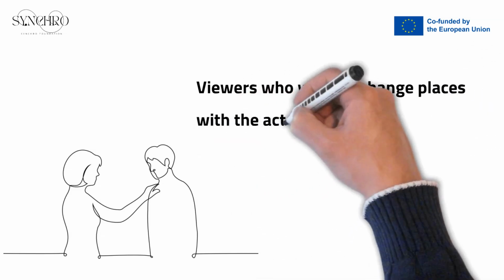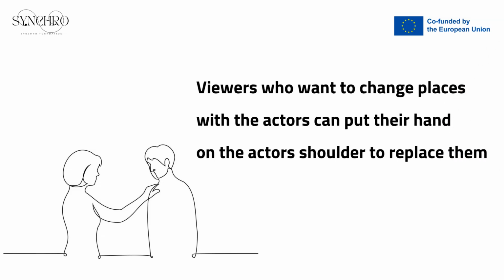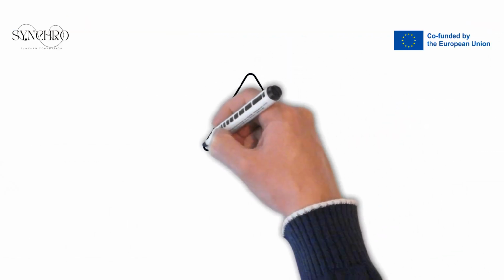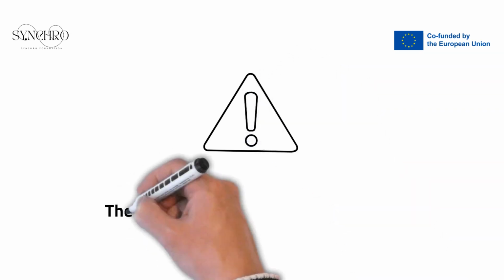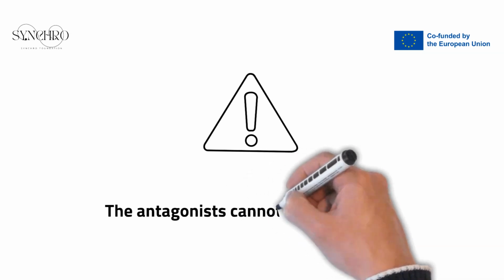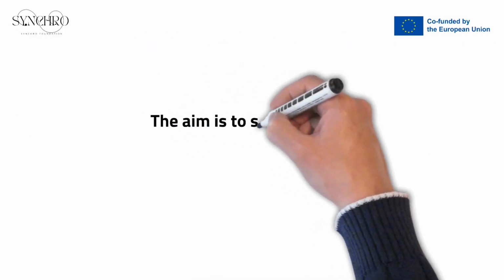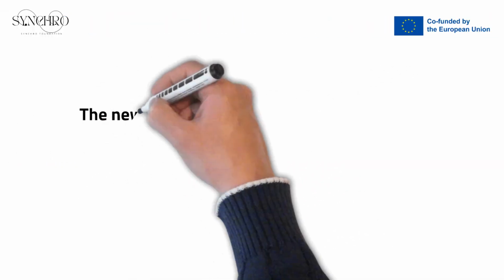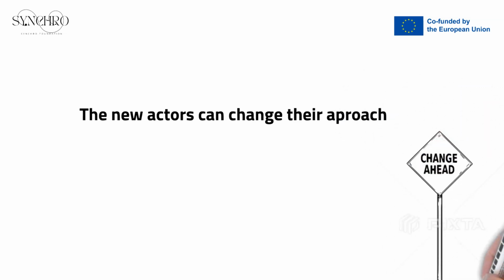People who have come from the audience have to put their hands on the shoulder of the actor they want to replace. Attention! The antagonist is not allowed to change. Only the decisions of the other actors involved can be changed. The aim is to solve conflicts through public intervention. It is not mandatory for the audience members who intervene to mimic what the actors did in the first round.